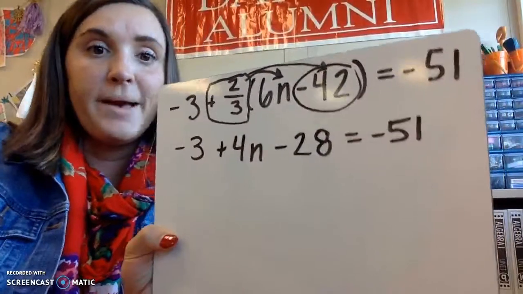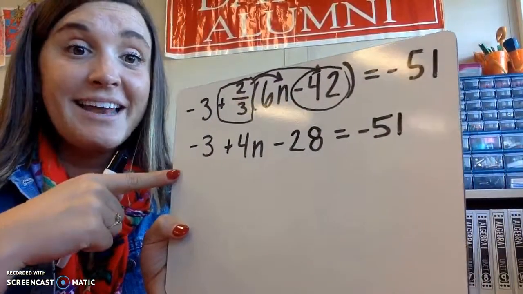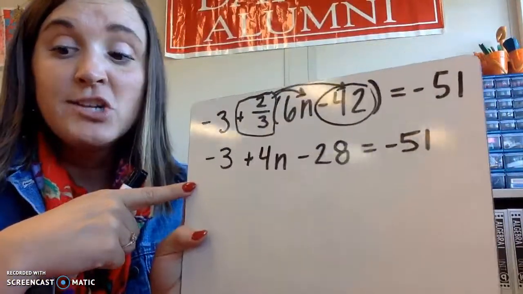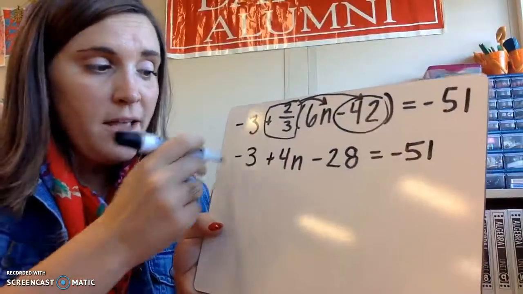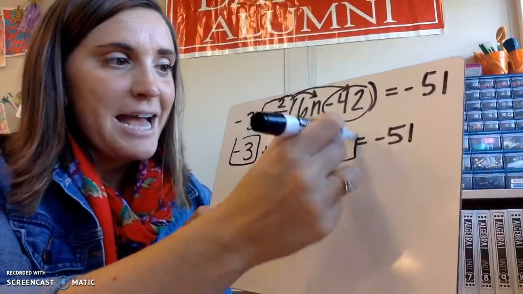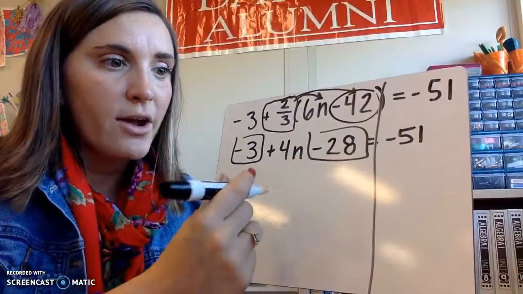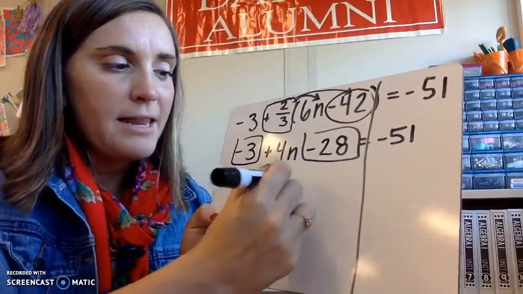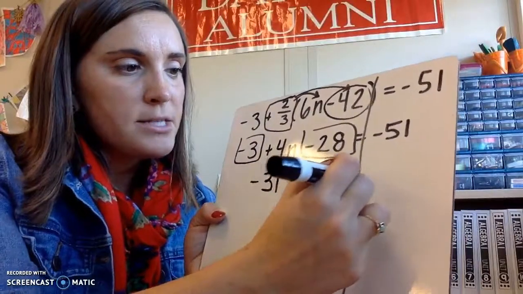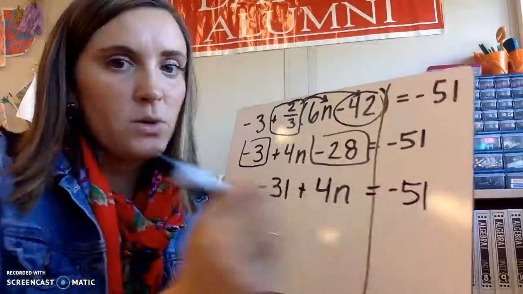All right, back up. Distributing is done. I do not have a two-step equation, so I need to start combining like terms. I've got two constant terms hanging out on the same side of my equation. Negative 3 and negative 28 are going to combine to give me negative 31 plus 4n equals negative 51.